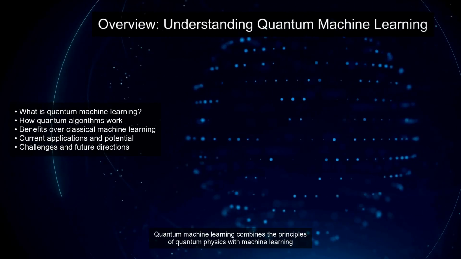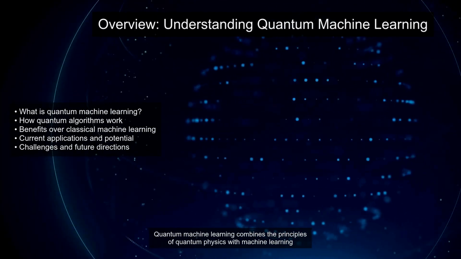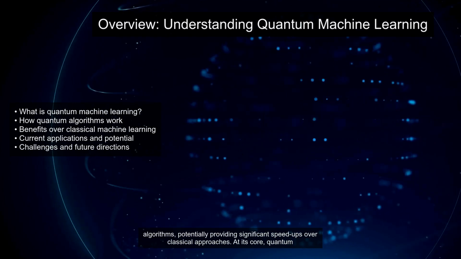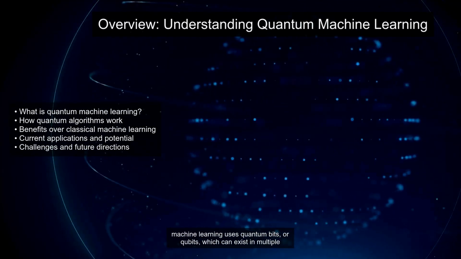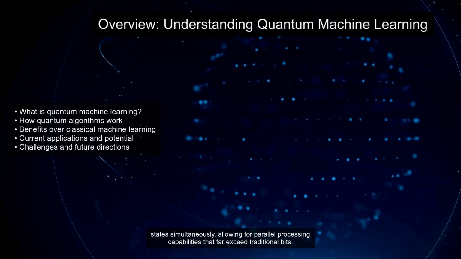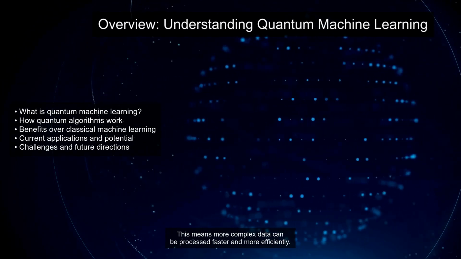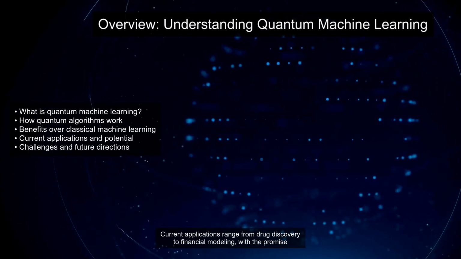Quantum machine learning combines the principles of quantum physics with machine learning algorithms, potentially providing significant speedups over classical approaches. At its core, quantum machine learning uses quantum bits, or qubits, which can exist in multiple states simultaneously, allowing for parallel processing capabilities that far exceed traditional bits. This means more complex data can be processed faster and more efficiently.